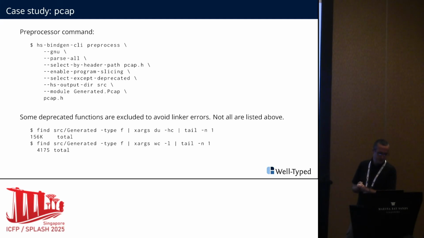And we're outputting to the source directory into a module named generated.pcap. This library, with all of the type modules as well as the function modules together, takes about 156,000 bytes, covering more than 4,000 lines of code. A lot of it's very straightforward, but I wouldn't want to write it myself. hs-bindgen is a nice way to create these, or at least bootstrap them, if you want to be able to maintain them yourself.